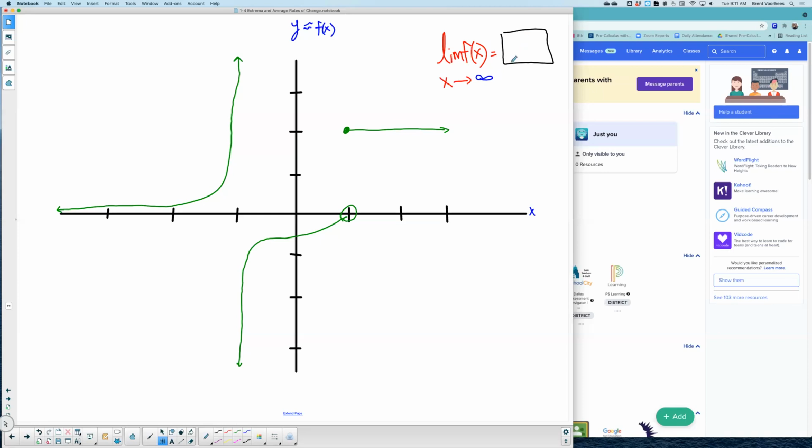5, 4, 3, 2, 1. I heard some voices. Some are correct, some were incorrect, and I don't know who was and who wasn't. But the correct answer is 2. Why is the correct answer 2?